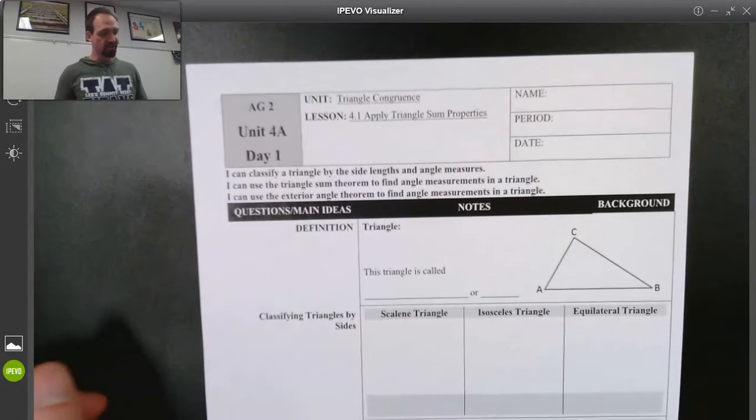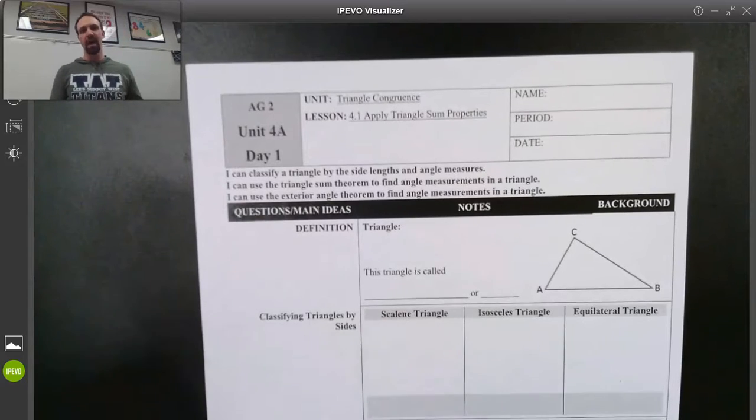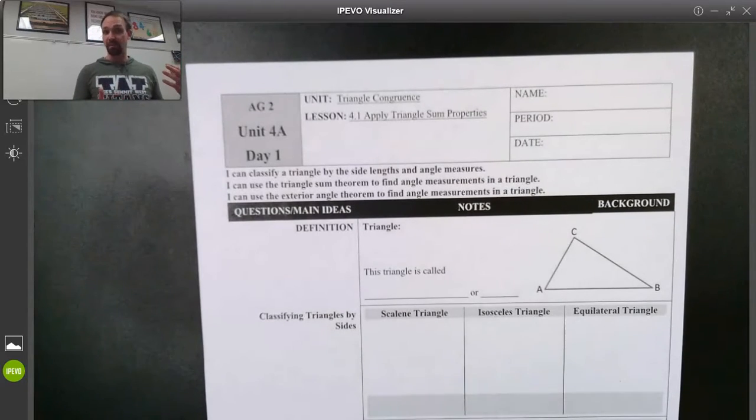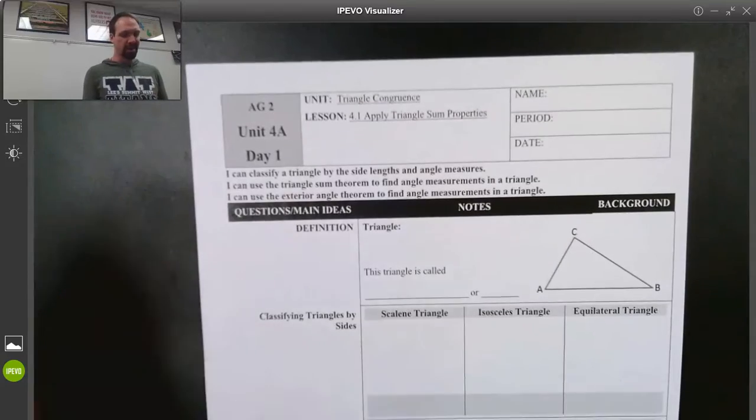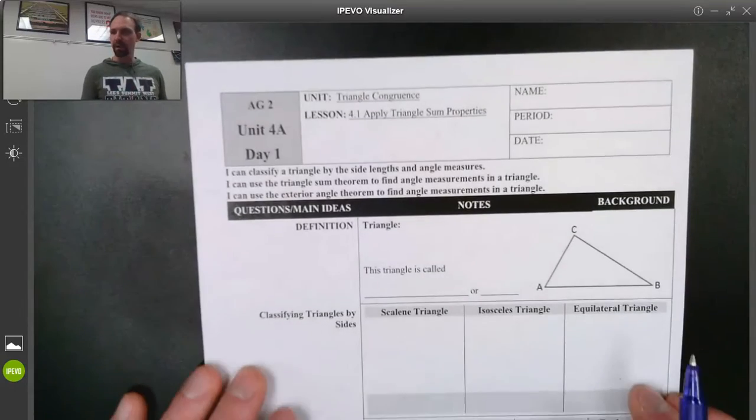This section, this chapter, is about triangle congruence. We're going to start with just some basics about different types of triangles. A lot of this should feel like review from middle school, just talking really quickly about triangles.